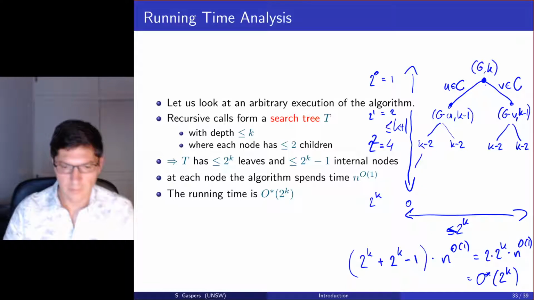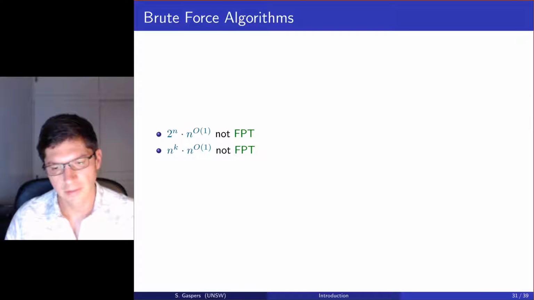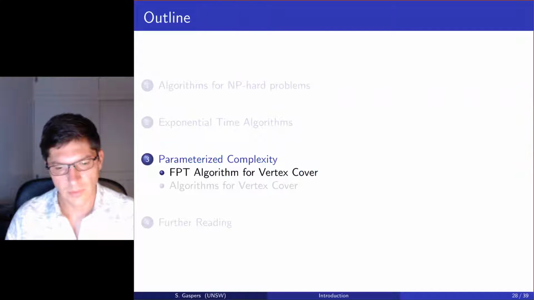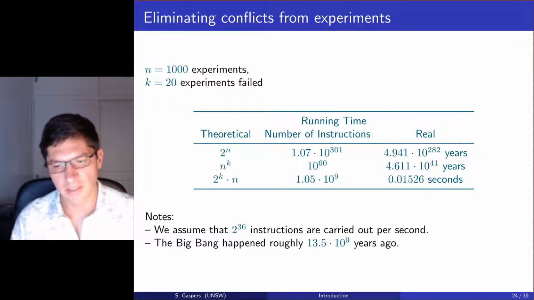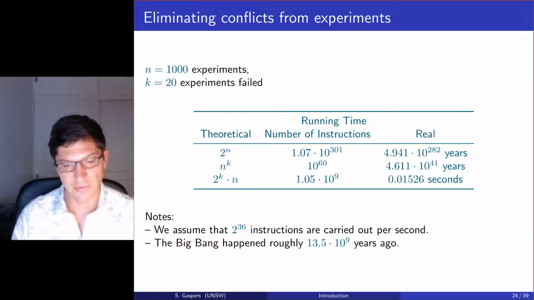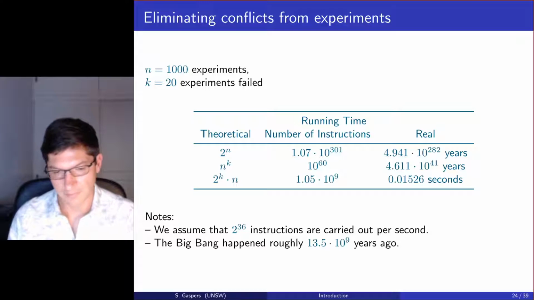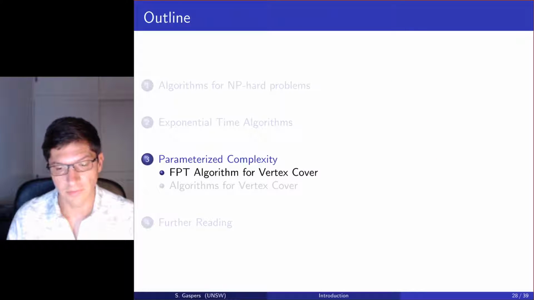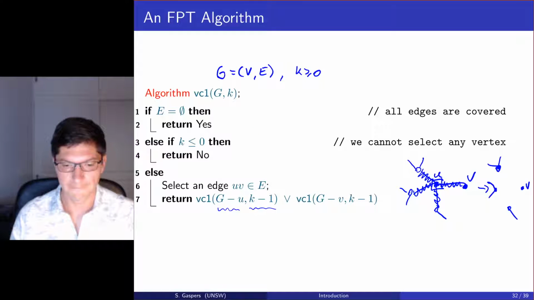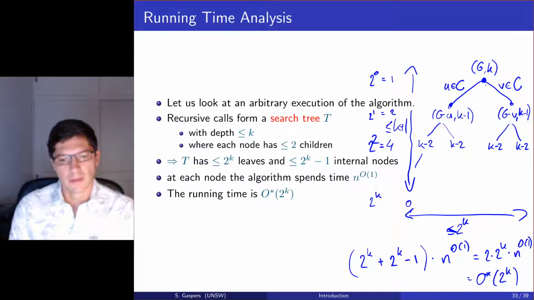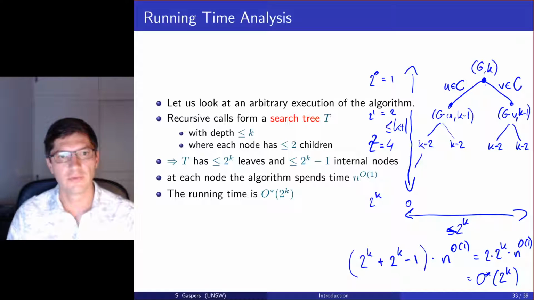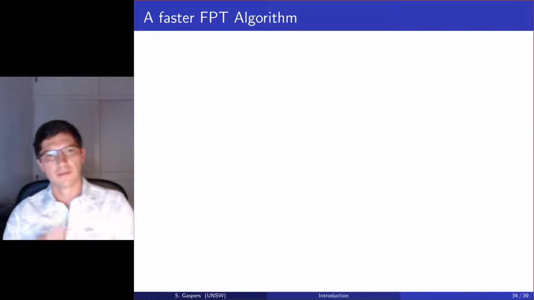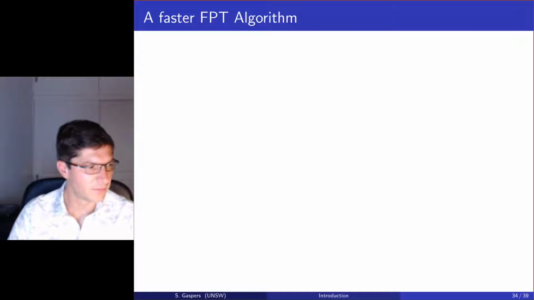Okay, so the running time that we had listed here, 2 to the k times n, is actually feasible for vertex cover. And one can actually get faster algorithms than 2 to the power k. We proved already that we can get a running time of O star 2 to the power k for vertex cover. Let's briefly think about whether we can get something faster.